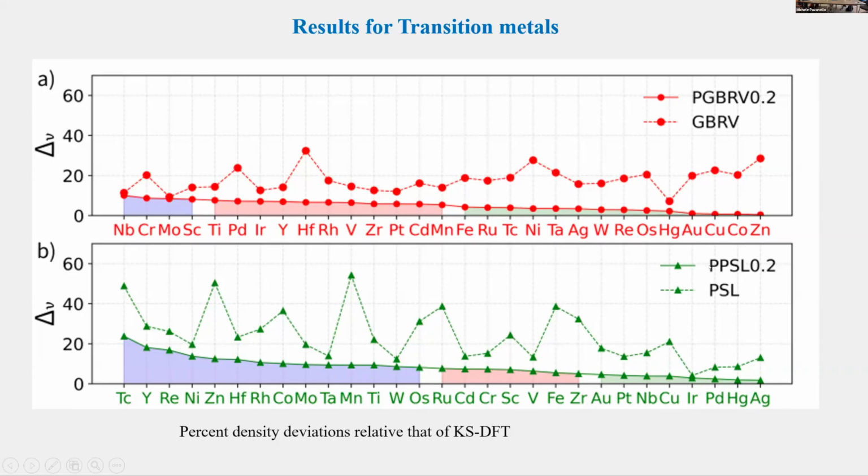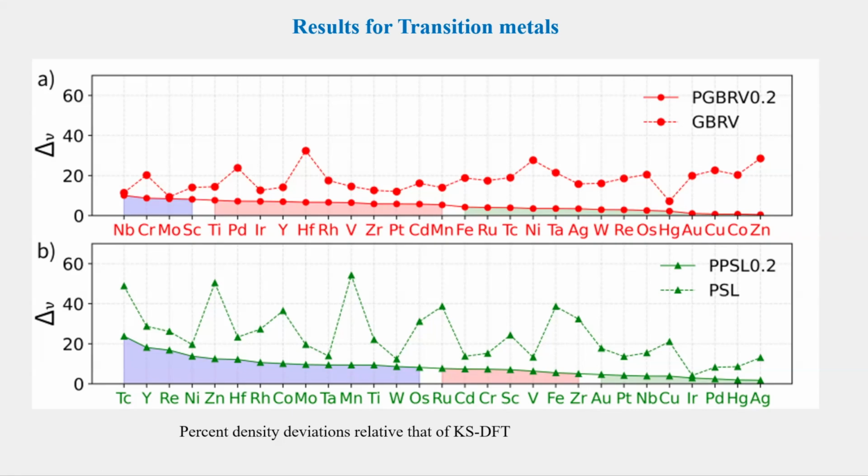Using another type of Kohn-Sham pseudopotential called PSL, we still found the same trend. Our new approach, which is the PSL 0.2, is showing a better result relative to the Kohn-Sham DFT.